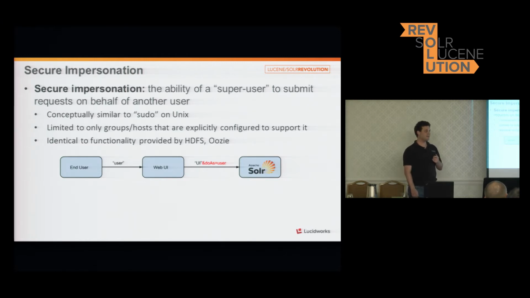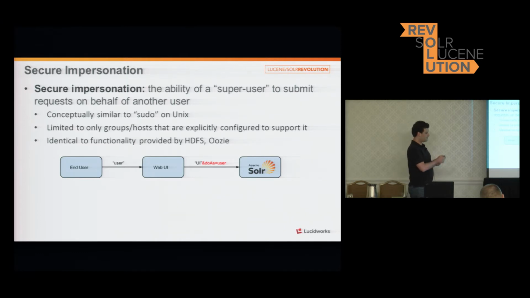So you can kind of think of it as conceptually similar to sudo on Unix. It is limited to only the groups and hosts that are explicitly configured to support it. So in this setup that we've defined, what you would do is say UI should be able to impersonate user and any other groups that would be communicating with the web UI, and it should only be allowed to do it from this host that I expect.